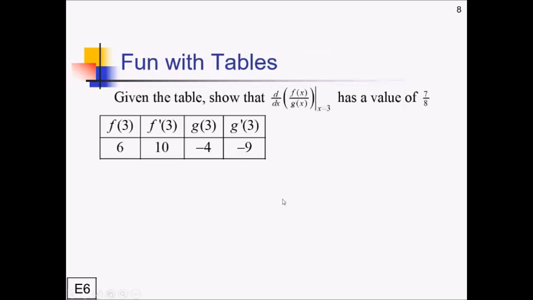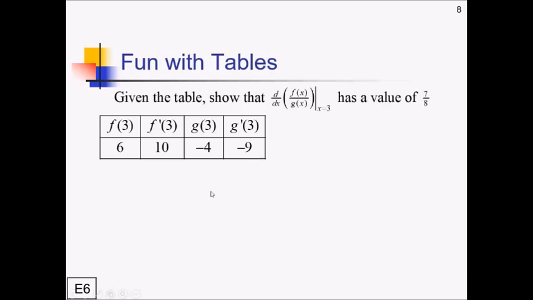For this next example, we're going to check multiple boxes at once here. For one thing, you might have been wondering, well, when would I need to simplify? So on this problem, we're given this table of values of f and g and their derivatives, and we need to show that the derivative of f of x over g of x, evaluated at 3, that's what this notation here means, has a value of 7/8. So here you actually need to figure out what this thing reduces to in order to prove that it is this number. We also need to actually plug a number in.